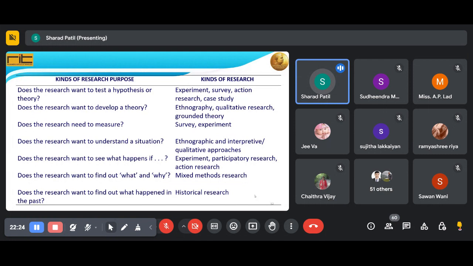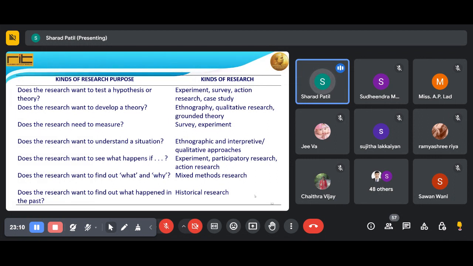Now, with regard to the earlier slides, what kind of research methods or types are you going to use with respect to the purpose of your research? So I made two columns over here: the kind of research purpose and the kind of research that you are going to have. Suppose we take the first question: does the research want to test a hypothesis or theory? If you want to test a hypothesis or theory, then what types and methods are you going to use? You are going to have the experimental method, survey method, action research method, case studies like that. So by using these tools, you can do the research and test the hypothesis of your research.